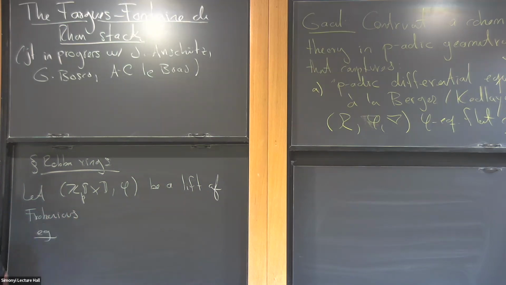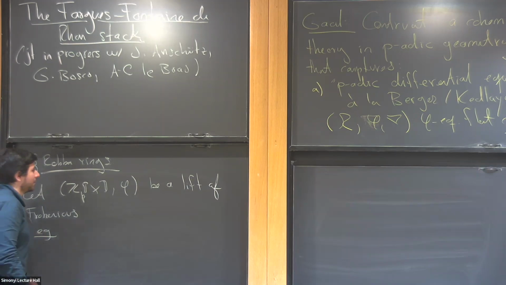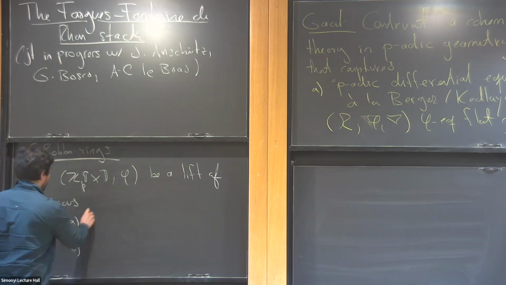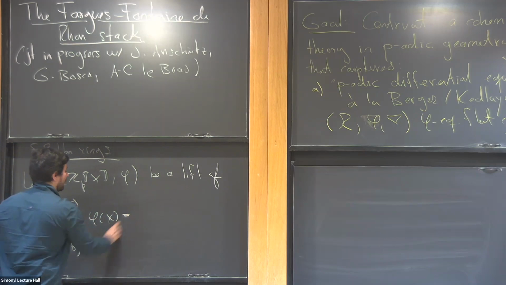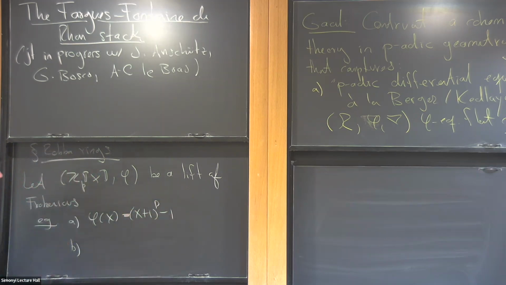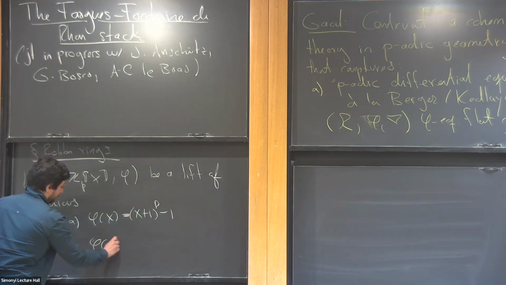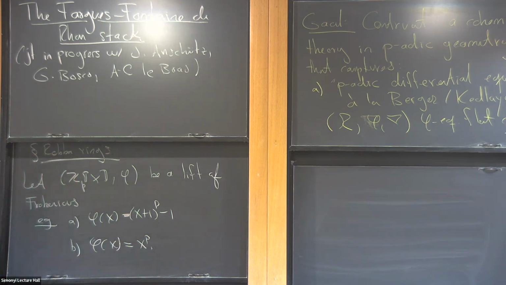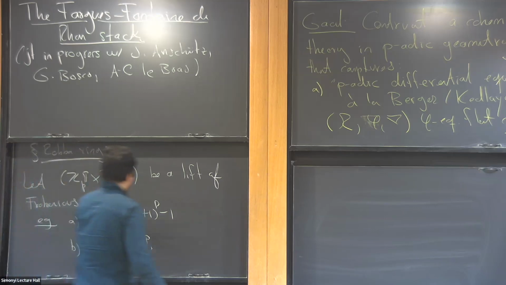So maybe just two examples to keep in mind. We come from two lifts of Frobenius that we see in different aspects in p-adic Hodge theory. One of them is given by taking (x+1)^p − 1, which you see is basically just the lift of the multiplicative law, the multiplication of the p-multiplicative law. And then another one is maybe a little bit more naive: a lift of Frobenius just given by x^p. Just keeping these two in mind is actually going to be very useful.